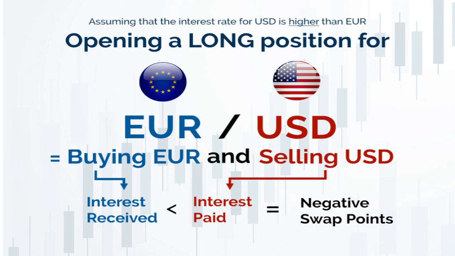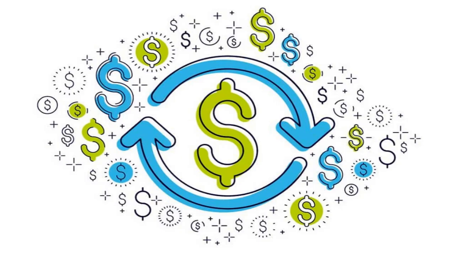So, if the amount of interest I'm paying out is less than that of my received interest, then my swap amount shows up in positive, which will be a small profit for me. But if the interest I pay out is greater than what I received, then my swap amount shows up in negative, which ends up making a small loss for me.